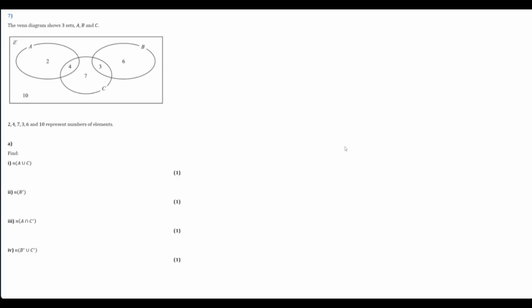Question number 7, we have a Venn diagram here, but we are also using Venn diagram notation. Part A, it wants us to find n of A union C. I do need to remind us here that this n on the outside, just in case you don't know what that means, n means the number of elements. So really pay attention to what's outside the brackets here.